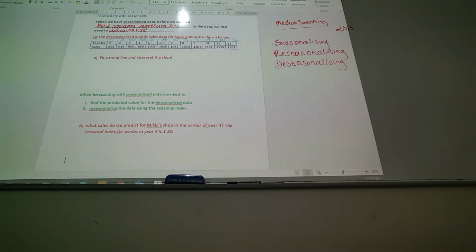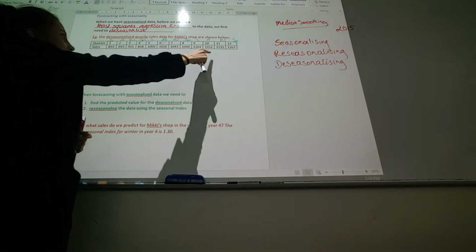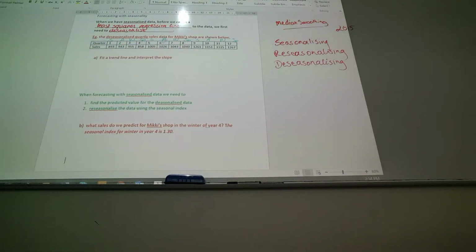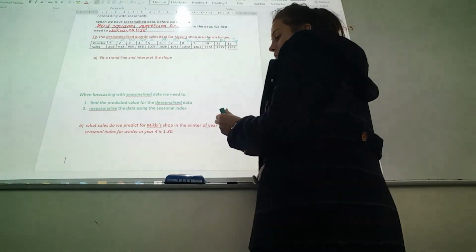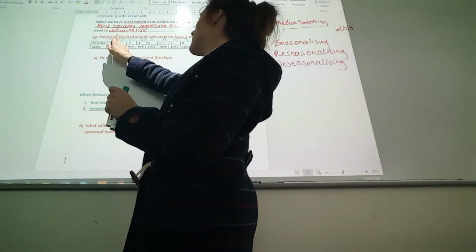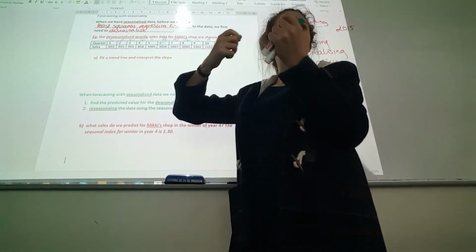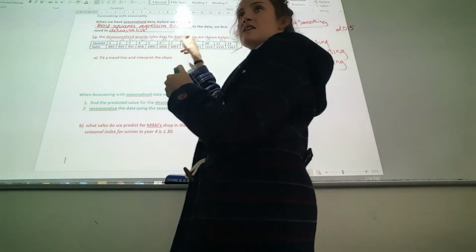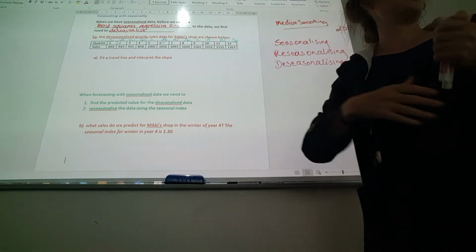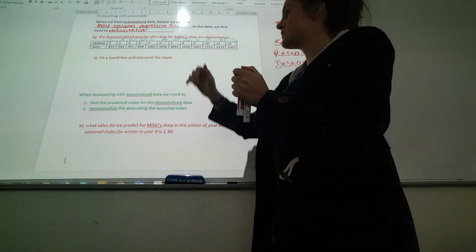Alright, so first of all, we need to fit a trend line and interpret the slope. So again, we need to put these into our calculator and get a regression line. Because we can't use summer, autumn, winter, spring in our calculator, they've already transformed it to 1, 2, 3, 4, 5, 6, 7, 8, so that we can put it into our calculator. So that's list 1, list 2.